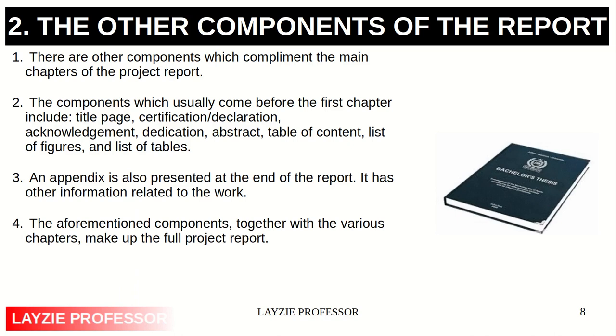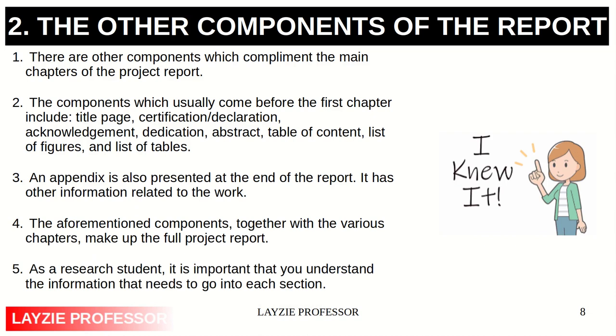The aforementioned components, together with the various chapters that you are going to write, make up the full project report. So the full project report is the complete report that has all the components that I've described above. And as a research student, it is important that you understand the kind of information that you need to write under each section, each component, and each chapter. Because once you understand this, the writing process becomes much easier.